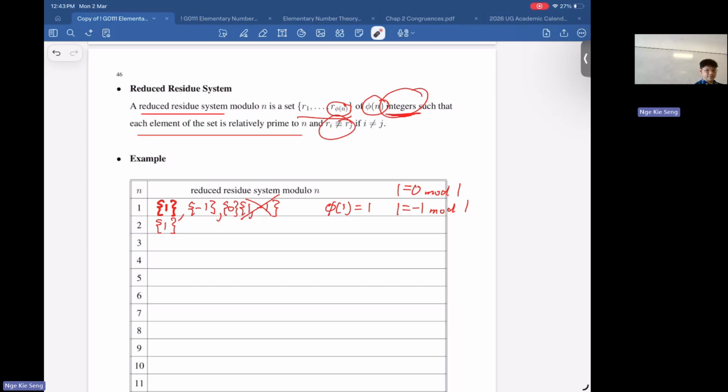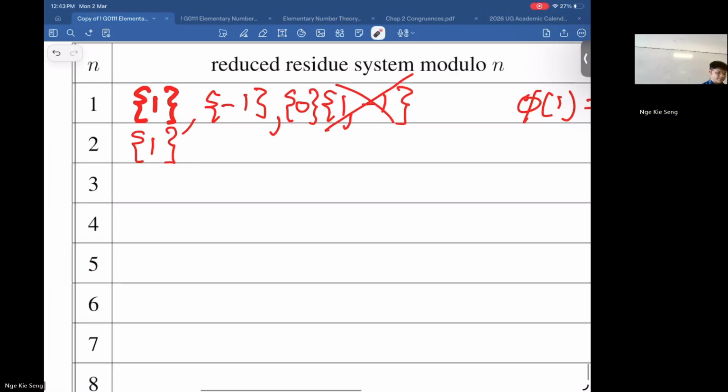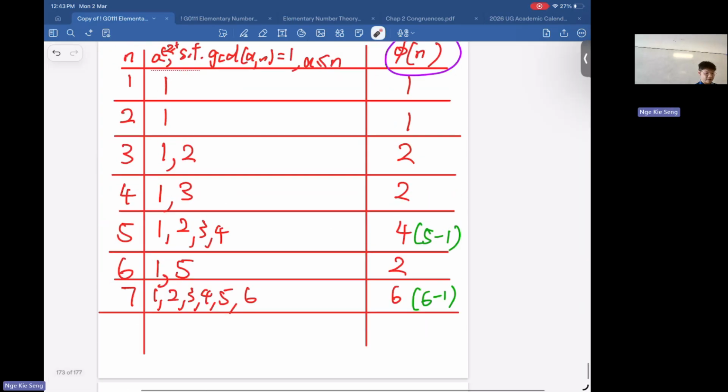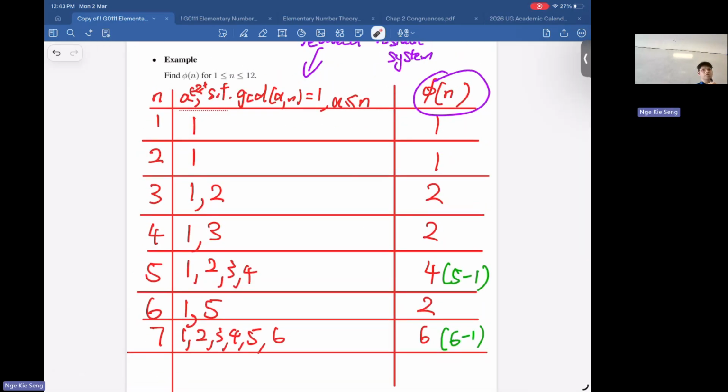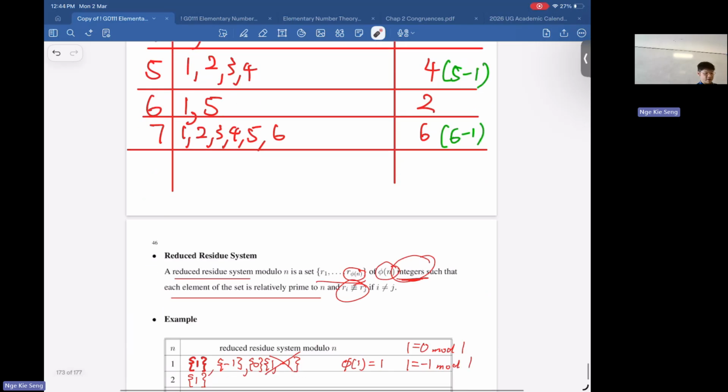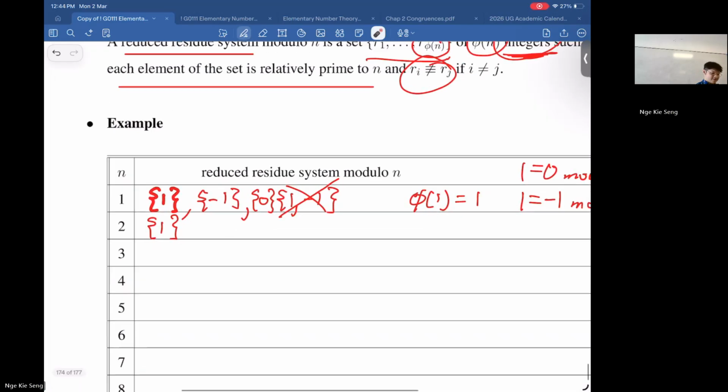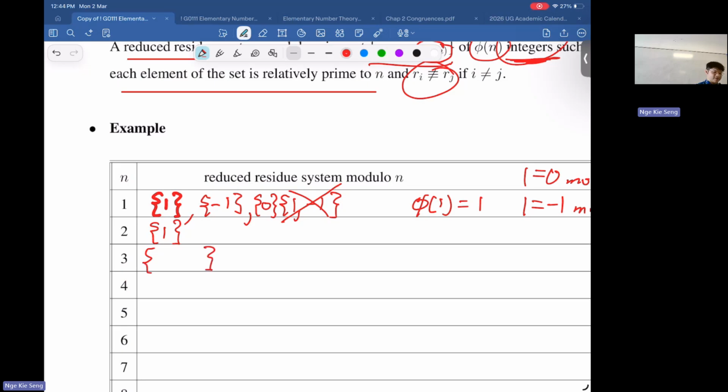So maybe you try. How about number 3? What is phi 3 that we figured out just now? Maybe go back to this table. What is phi 3? 2, right? So you should choose 2 numbers that are relatively prime to 3 but not congruent to each other. Can you pick the 2 numbers here? We are kind of doing things backward. About 3, what numbers can you pick that are relatively prime to 3?